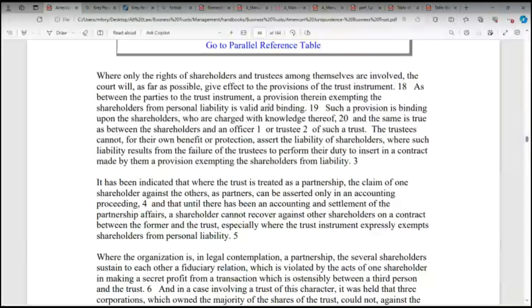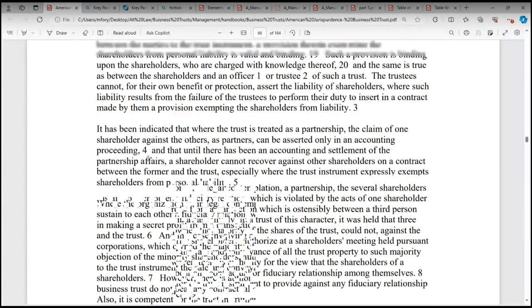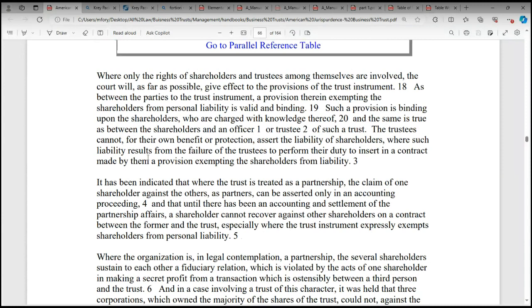As between the parties of the trust instrument, a provision therein exempting the shareholders from personal liability is valid and binding. Such a provision is binding upon the shareholders who are charged with knowledge thereof, and the same is true as between the shareholders and an officer or a trustee of such a trust. The trustees cannot, for their own benefit or protection, assert the liability of shareholders where such liability results from the failure of the trustees to perform their duty to insert in the contract made by them the provision exempting the shareholder. So say you mess up and you forget to write that provision in your contract. Well, the shareholders can't come after you and attack you. They just can't. And you got to read this case to find out specifically why, right? But they're telling you here that they can't hold you liable for failure for you to write that provision.